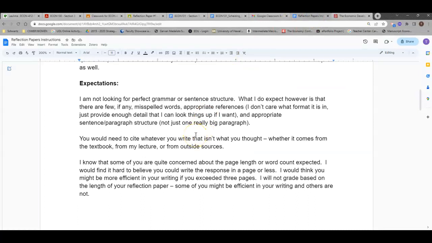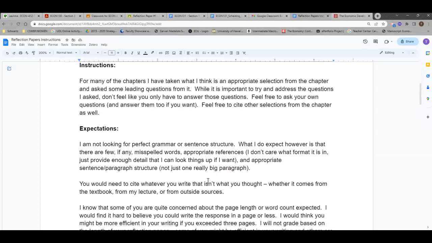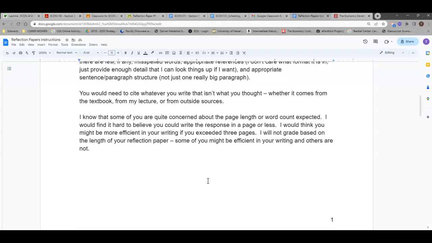I know one of the easier things that many of you are going to be concerned about is how long does it have to be, how many pages, how many words. I don't really want to tell you precisely, because if you're a proficient writer, you could get this done in a page. If you're not as good of a writer, it might take you 3 pages or more. Just answer either the question I ask appropriately or the question that you ask appropriately.